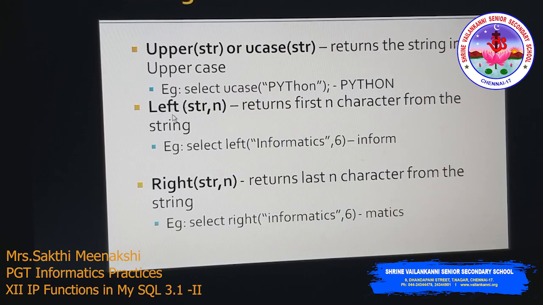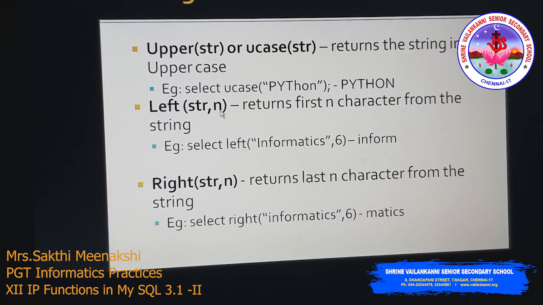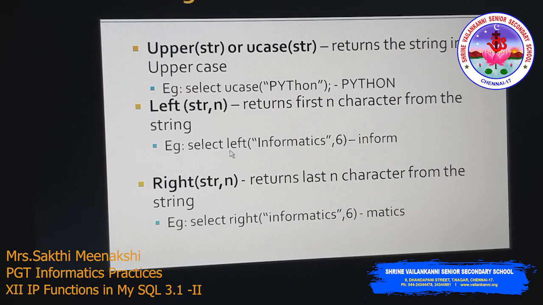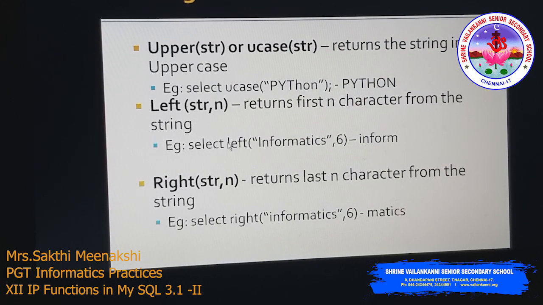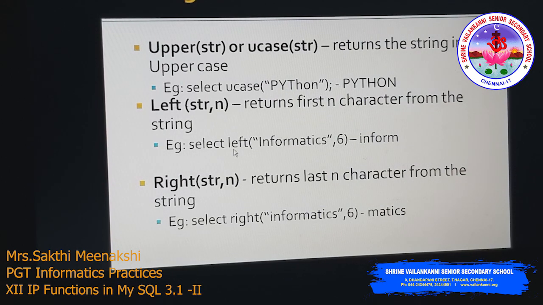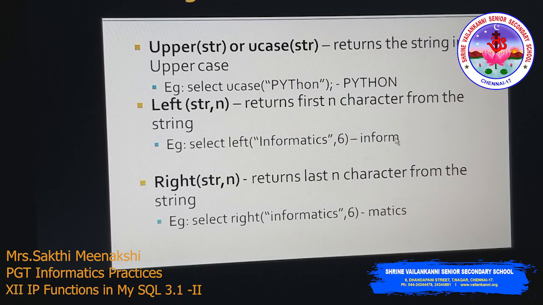So the next function is left. This function takes two arguments, a string and then an integer. This function returns the first n characters from the string. That means from the left side it fetches n characters. So select left of informatics, 6. From the left side, it fetches 6 characters: INFORM. So this is the result.